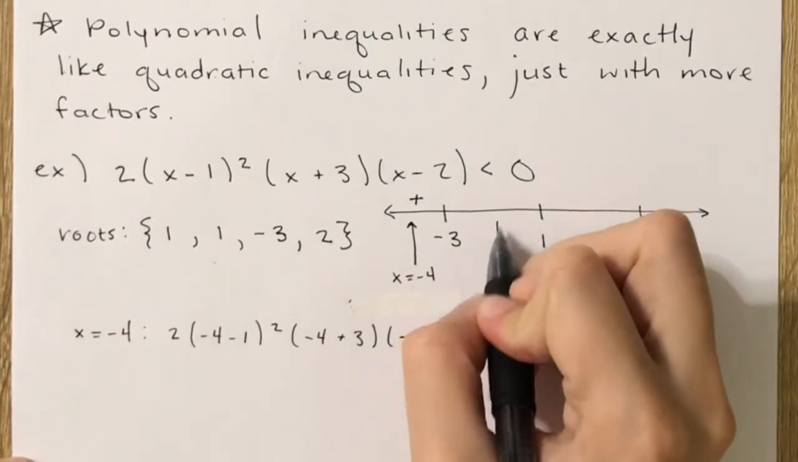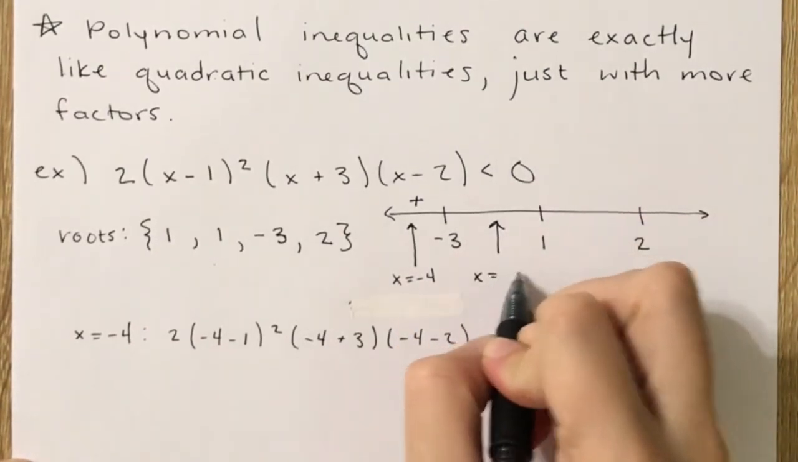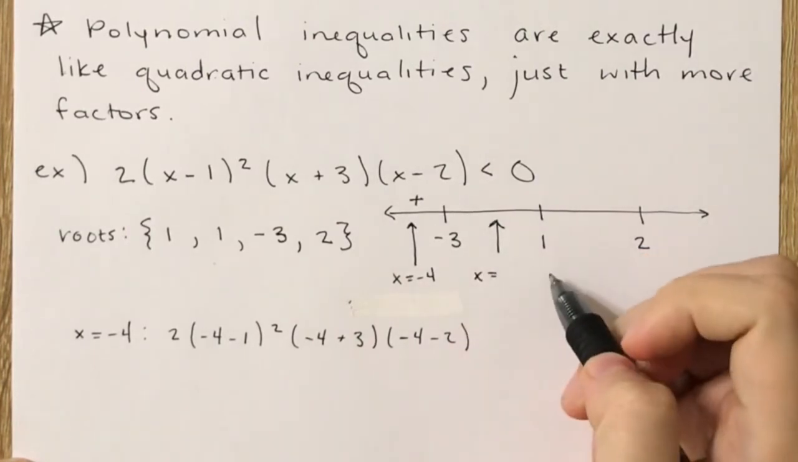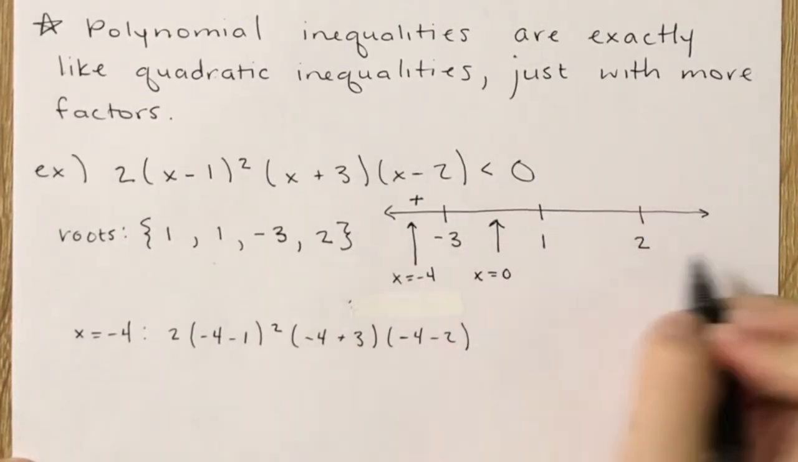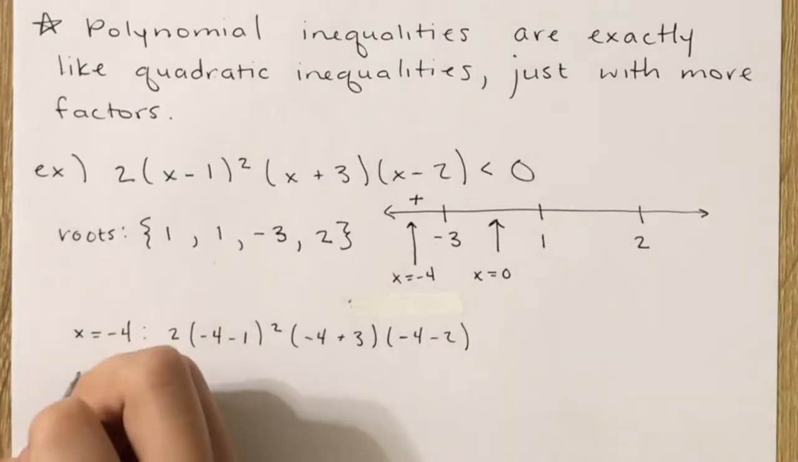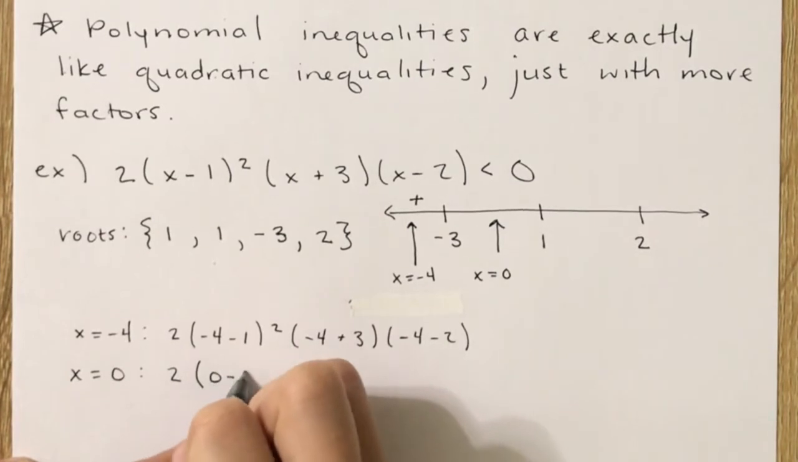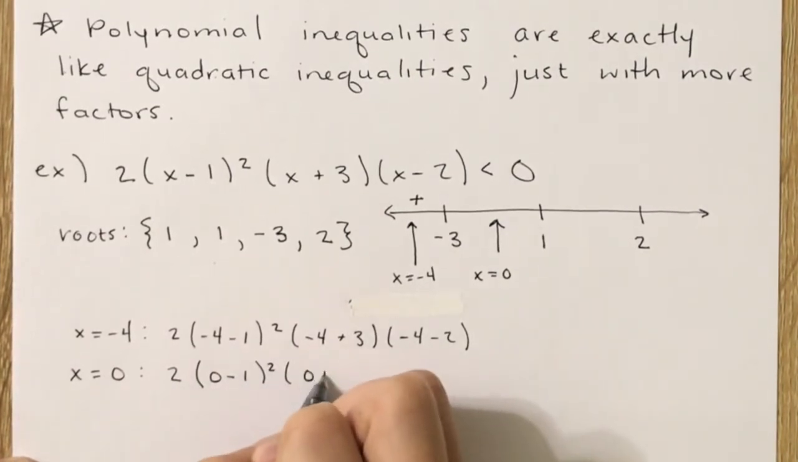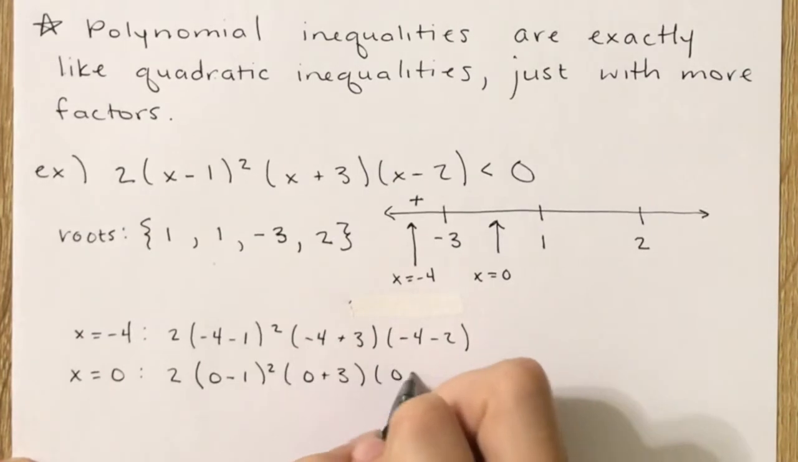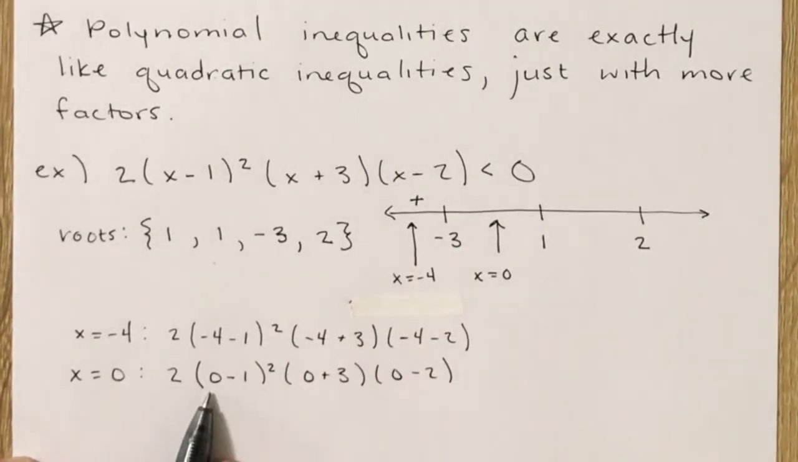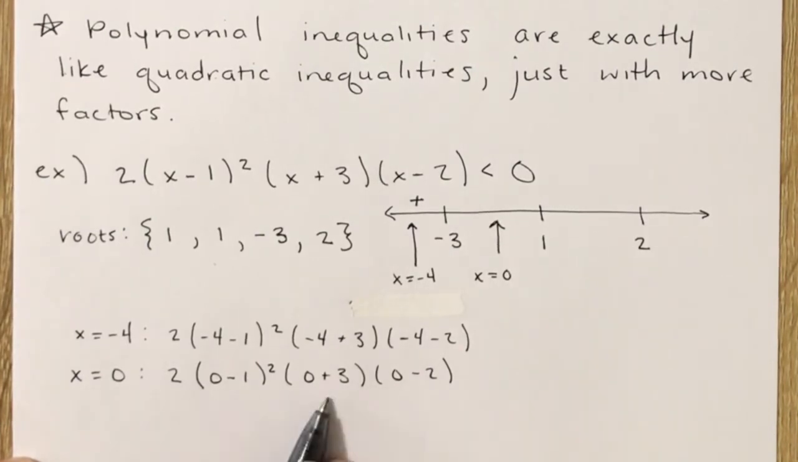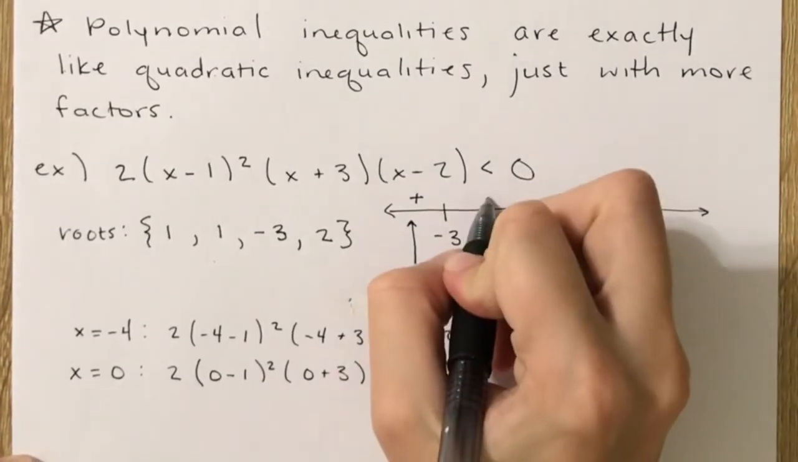All right, next number up, pretty good number between negative 3 and 1. I always like to choose 0 whenever I can. So x equals 0 is going to give us 2 times (0 minus 1) squared, (0 plus 3), (0 minus 2). Again, we get a negative here, but it's squared, so it's going to be positive. We have a positive times a negative. 2 positives and 1 negative is going to be negative.